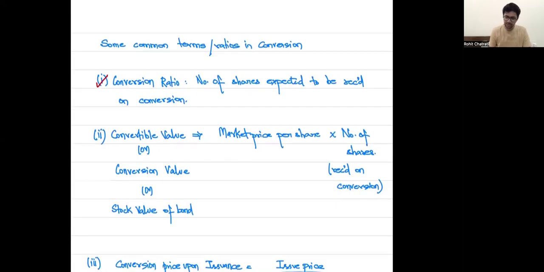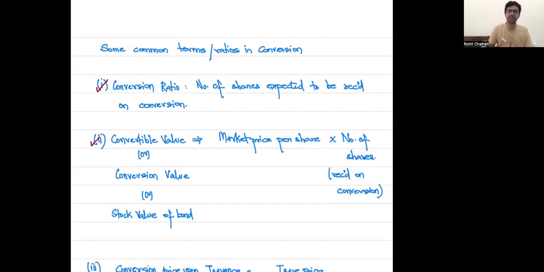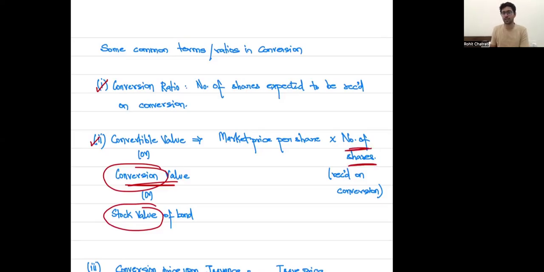The next is convertible value, also referred to as conversion value or stock value of a bond. The more frequent term used is conversion value, but it's also referred to as stock value of a bond. Look at the nomenclature: stock value or conversion value means if you convert it into equity shares, what is the value that you're going to receive? So it's basically the number of shares that you're going to receive upon conversion multiplied by the current market price per share.